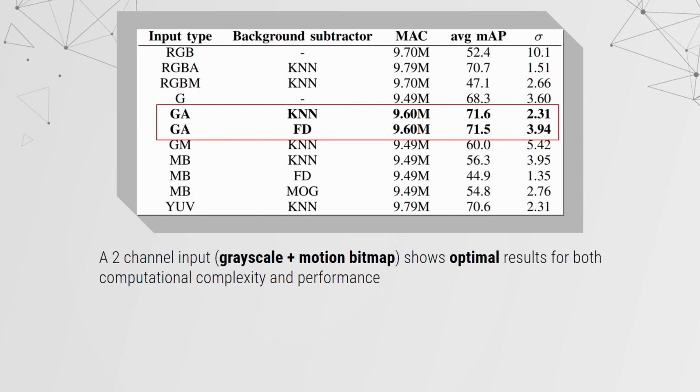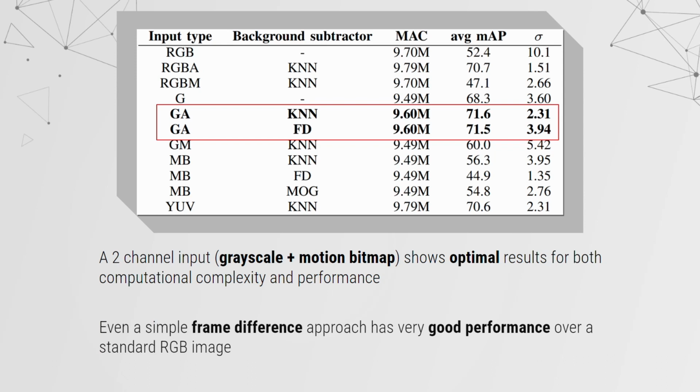We can also see that this increase in performance is almost independent from the background subtraction algorithm that we are using. Here we can see how a naive frame difference approach just gives us a 0.1% lower mean average precision compared to the highest performing KNN background subtractor. So we can understand that giving the network some temporal data, no matter if it is obtained with a very complex approach or with simple frame difference, actually really helps the network to perform its object detection task.